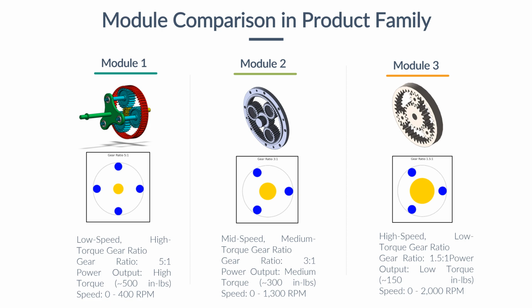As you can see in the images attached, we identified 3 modules, each with varying gear ratios, which range from low speed, high torque, all the way to high speed, low torque. High torque, low speed would allow for drilling into harder materials, whereas high speed, low torque would allow drilling into softer materials.